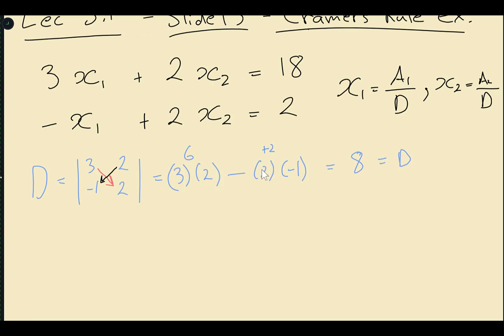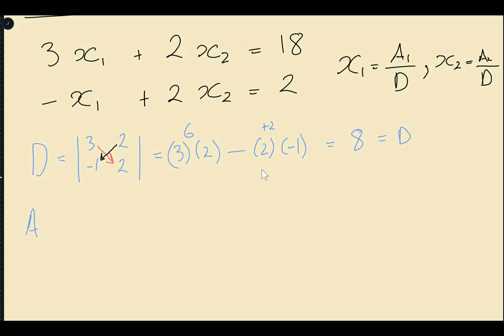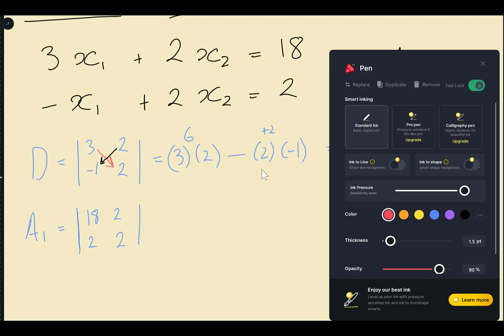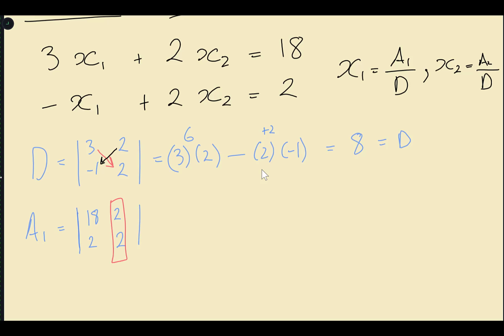Now we want to find A1. If you remember, for A1 we replace the first column with the B vector. So how would A1 look in this case? We have 18, 2, and then 2 and 2. You can see that we kept these coefficients, and the 18 and 2 come from the B vector on the right side. Any questions on that?